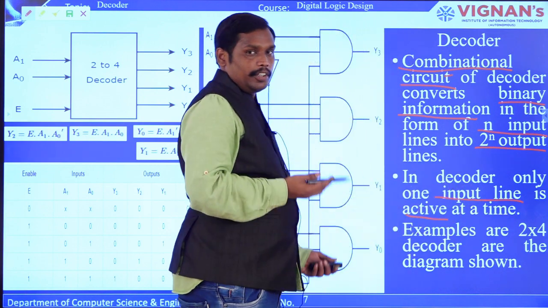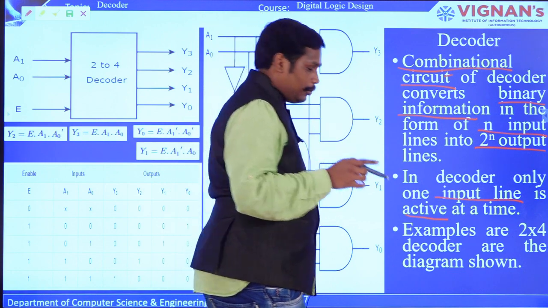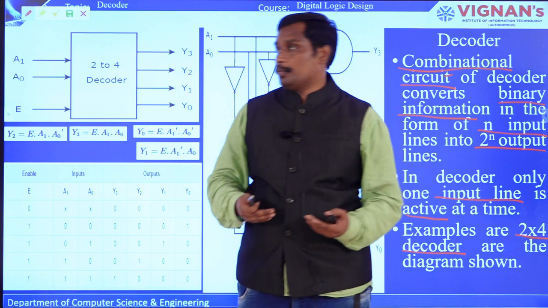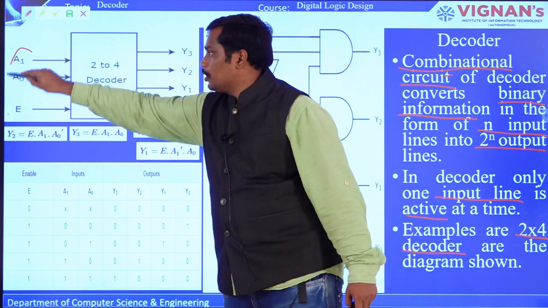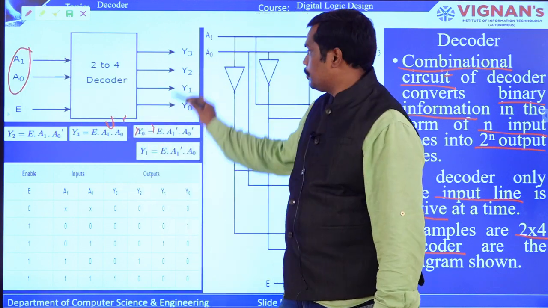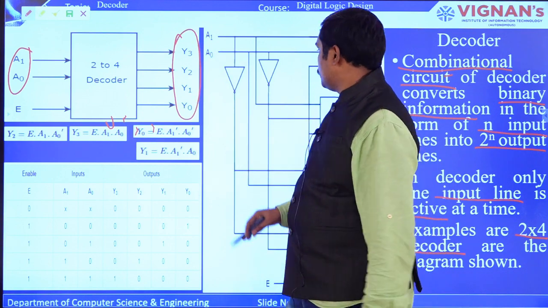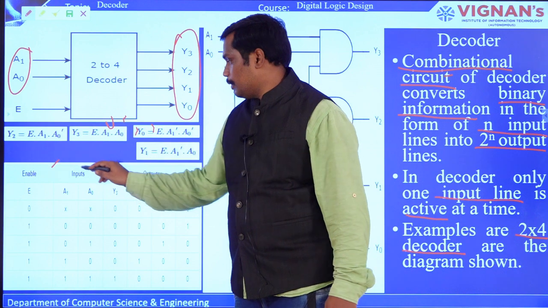So it's the same as the encoder, where only one active line will be there. And here you can see the decoder, which means 2 inputs and 4 outputs. So here you can see this particular 2 inputs, that is A0 and A1, are the inputs, and Y0 to Y3 are outputs, right? So based on this you are going to have a truth table.